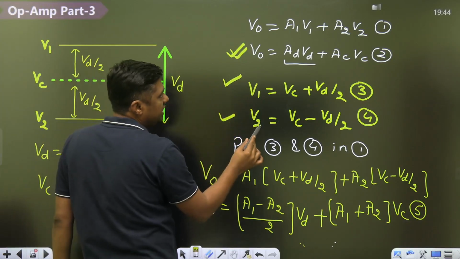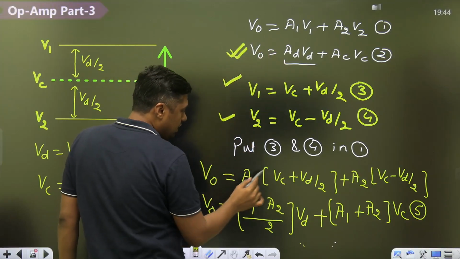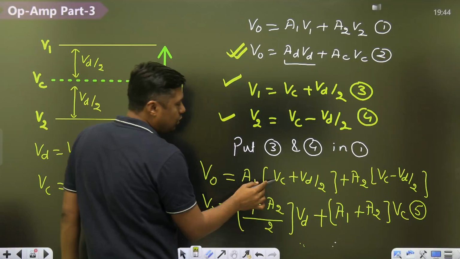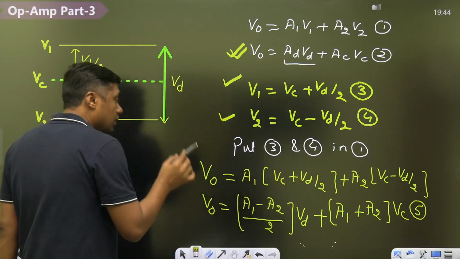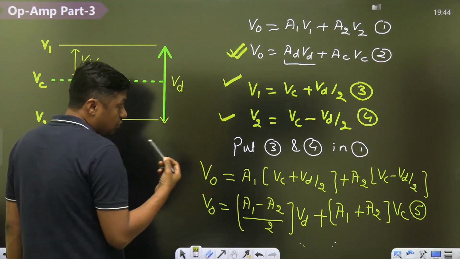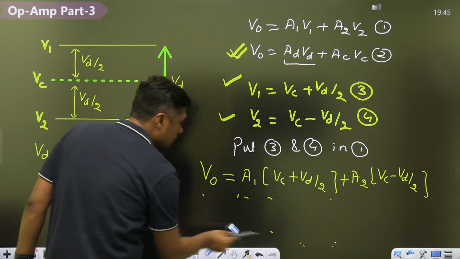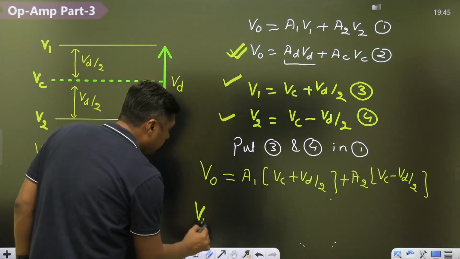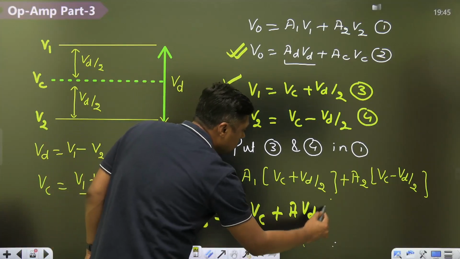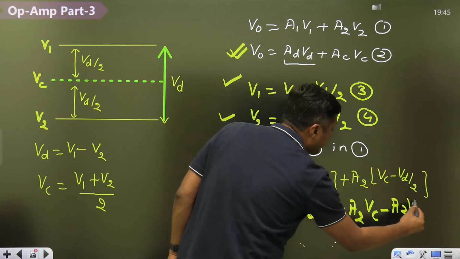Put these two equations 3 and 4 in equation 1. You will get A1 into VC plus VD by 2 plus A2 into VC minus VD by 2. This is the value of V1, that is the value of V2. From this equation, when we are taking common, what is the common here? VD. So I am just writing one equation here. V0 will become A1 VC plus A1 VD by 2 plus A2 VC minus A2 VD by 2.